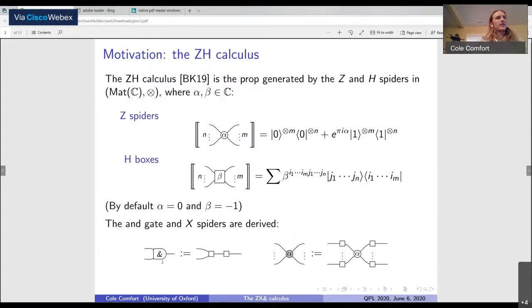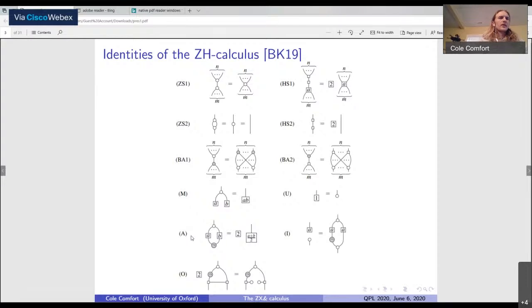And what motivated this is that in this calculus, the AND gate has a really nice presentation. You just compose the 3-arity H box with the 1-arity H box, and you get the AND gate for free. So here are the axioms of the ZH calculus, in this paper by Backens and Kissinger. And this axiom, where is it?